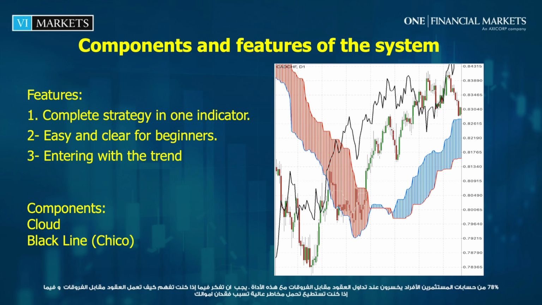What are the components and features of this system? First of all, it's a complete strategy in one indicator. It's very easy and clear for beginners. And we enter with a trend, so it's a trend following strategy, and that's very, very important. What are the components? We have two clouds, the blue clouds and the red clouds, and also we have the Chikou line, and that's the black line here, and that's all that matters.